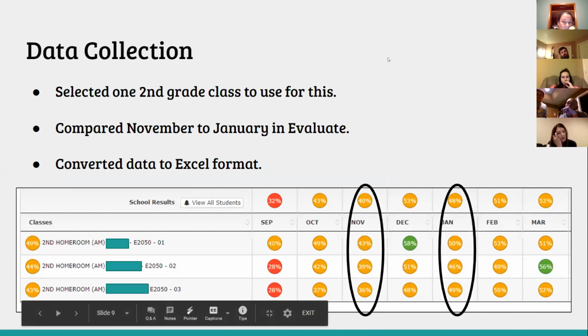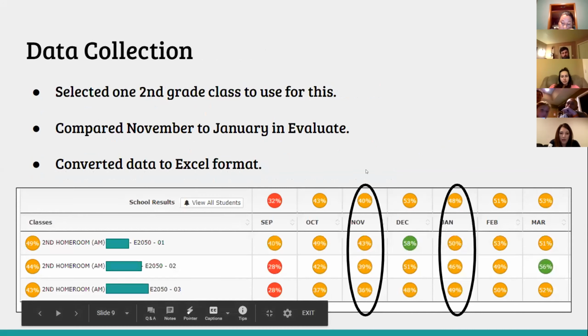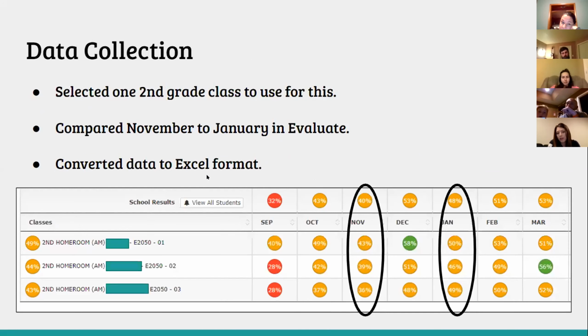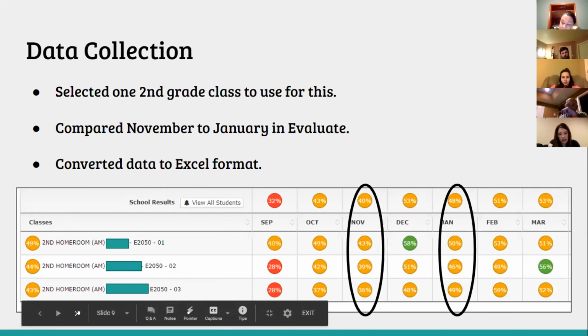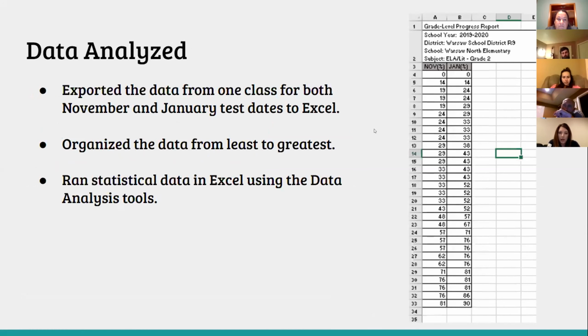So for data collection, I selected one 2nd grade class and compared the November to January evaluate data, and then converted it to Excel. So I used November and January here. And the program actually lets you export to Excel, so that was easy. And you can see the scores here. I exported the data for one class for both November and January, and then organized it from least to greatest, and ran statistical data in Excel using the data analysis tools that Dr. Grover taught us to use.